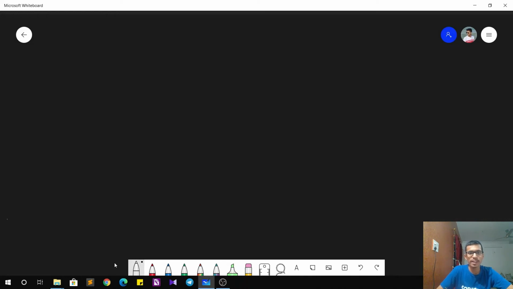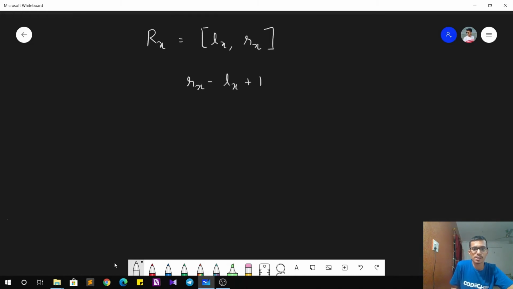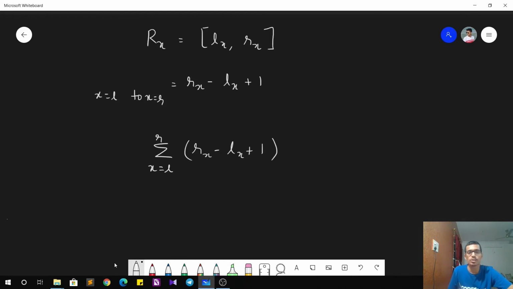According to the way that we have defined the ranges in our approach, the range Rx contains elements from Lx to small rx, right? So we can say that the number of elements in this range is rx minus Lx plus 1. So this is just for one range. But what if we want to find the summation of the number of elements in ranges from x equals some L to x equals R? How will we mathematically formulate that? We can write it as summation x equals L to R of rx minus Lx plus 1, right? So what will this give? This gives me the number of elements in RL, then RL plus 1, up to R small r, right?